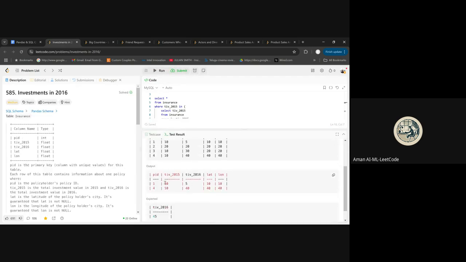Okay, so we got the 2 rows that we are interested in, this row and this row. What are we interested in? We are interested in summation of these two. Let's do the summation of those two.